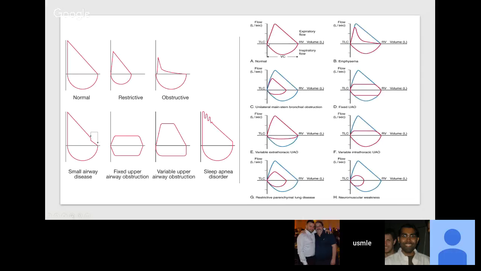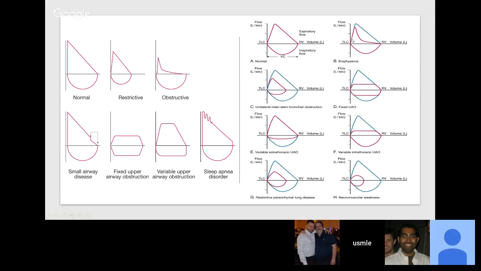In the normal one, the expiratory flow increases normally up to the normal level. You have the inspiratory flow that happens, which is the volume capacity, and then this is the residual volume that is going to be in the middle, and the whole thing is going to be the total lung capacity.